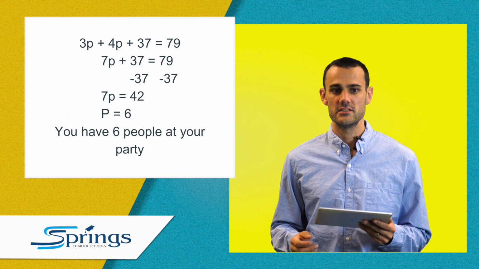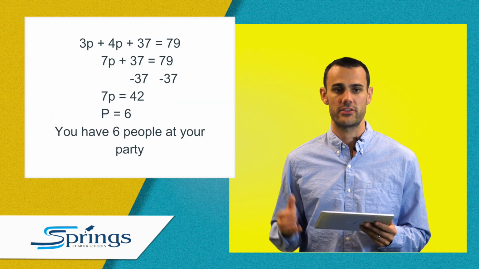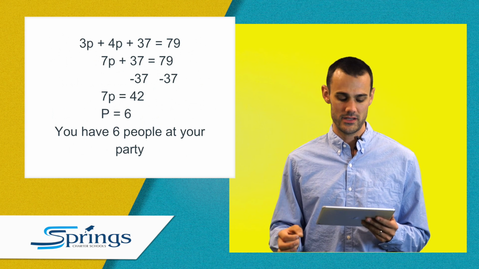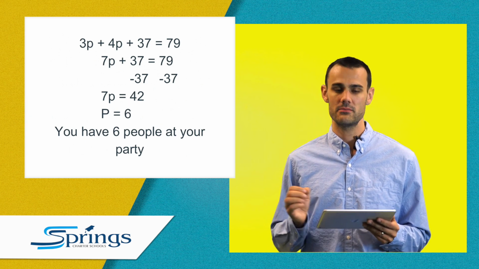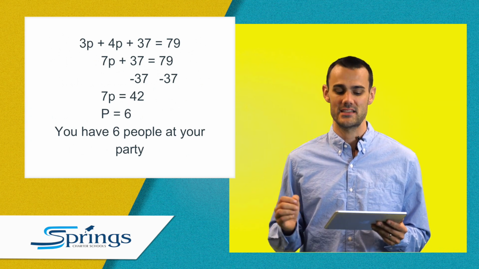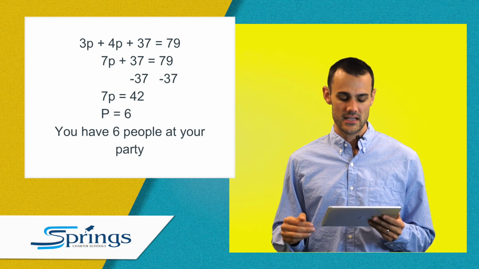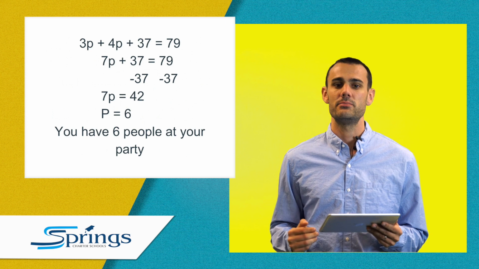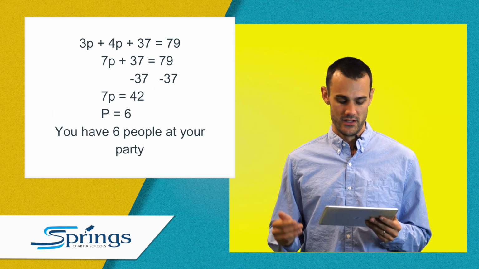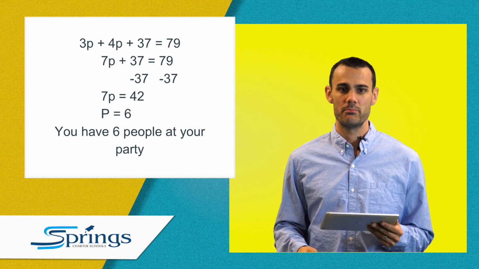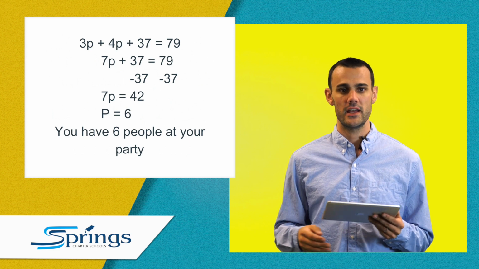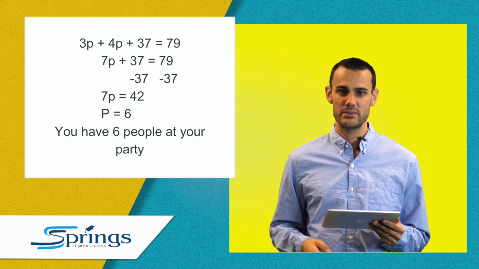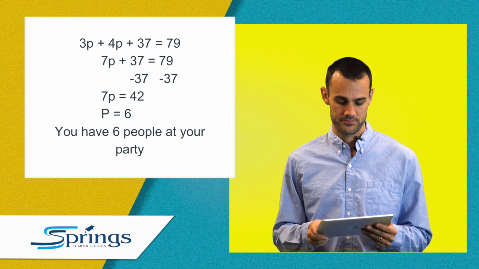The first thing we need to do is collect like terms. We have a 3p and a 4p. We can add those together and get 7p. So now our equation says 7p plus 37 equals 79. The next step is to subtract 37 from both sides, which results in 7p equals 42. Now when I divide by 7 on both sides to separate that variable and that number 7, I get p equals 6. So you have 6 people coming to your holiday party.